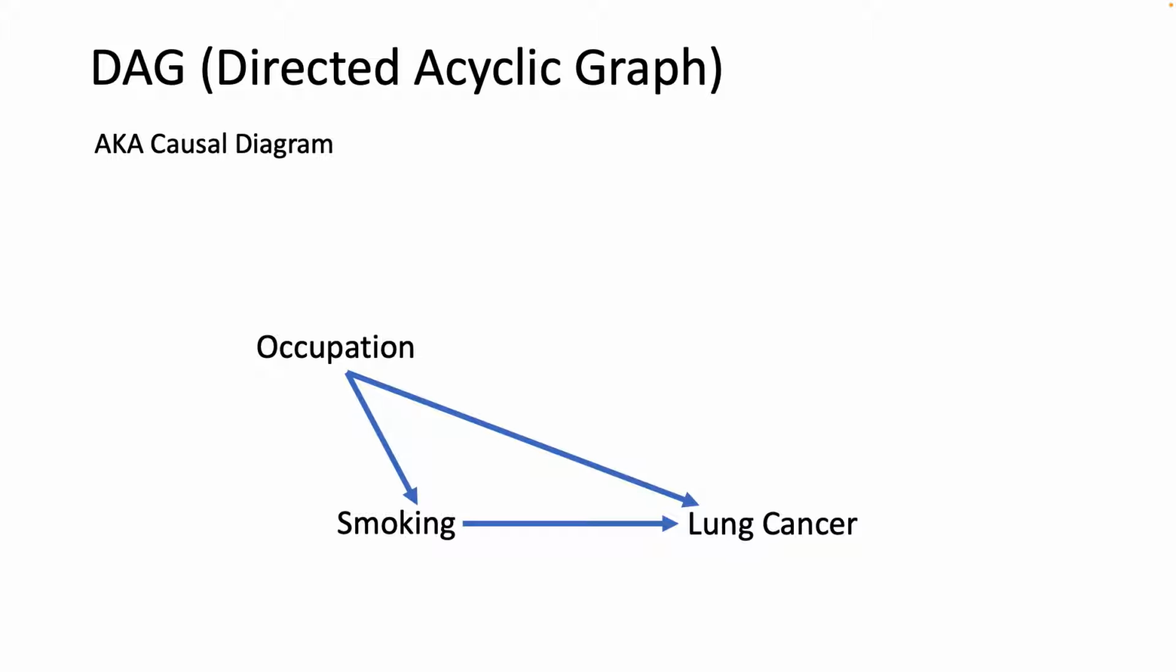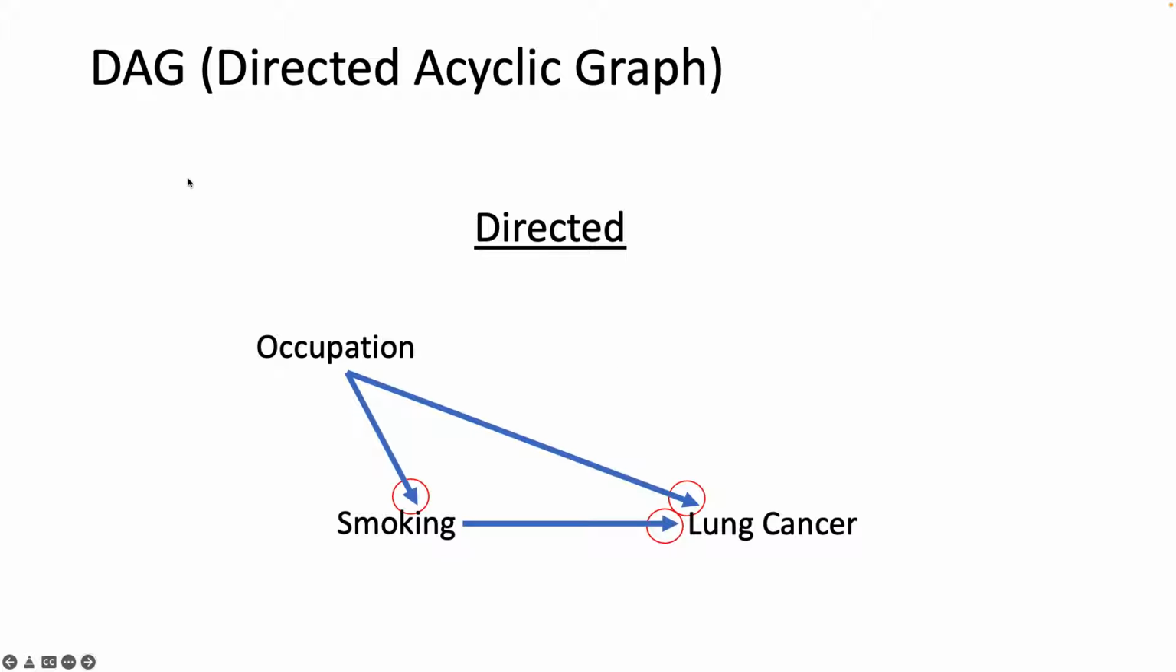So, like I said before, a directed acyclic graph is a visual representation of a relationship. In this case, it's the relationship between occupation, smoking, and lung cancer. These arrows are shorthand for a directional relationship. So for example, here it's the relationship between occupation and lung cancer, specifically the influence of occupation on lung cancer.